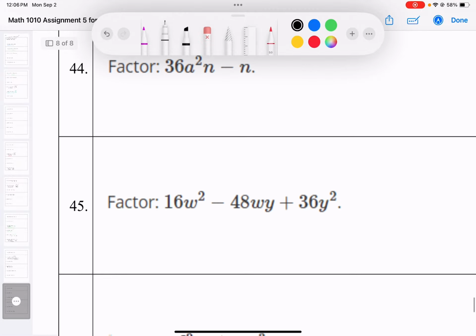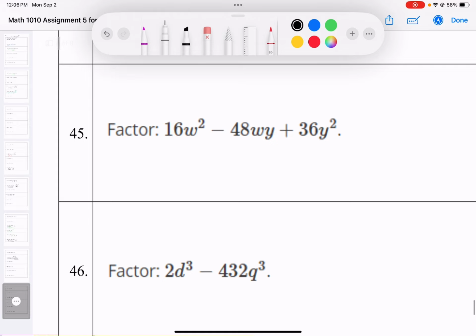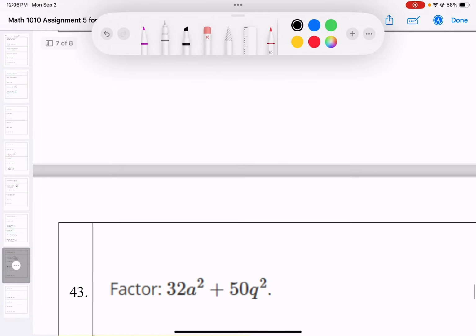Okay, so this one is for you guys. I'm going to post it on Canvas. You can watch through it. Okay.